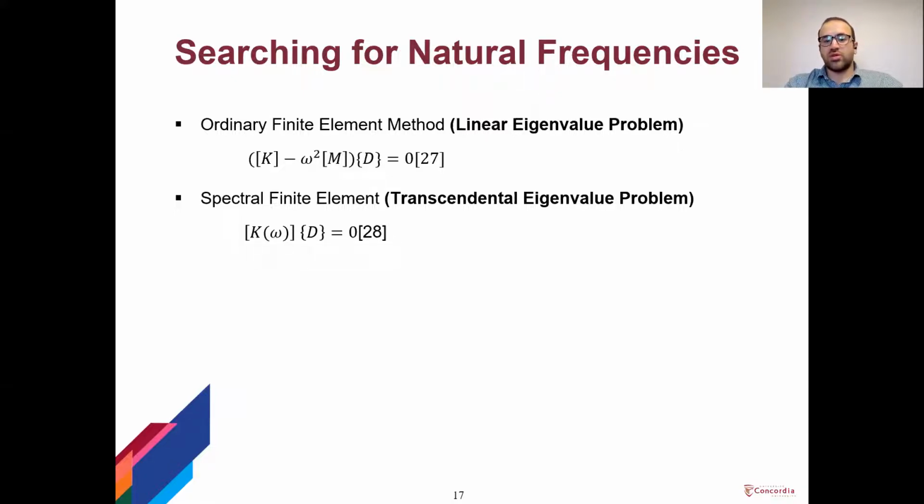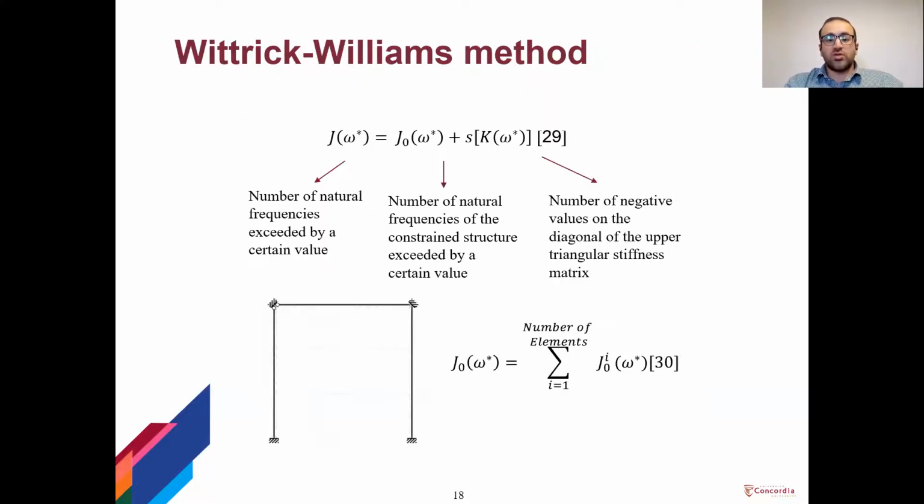To determine the natural frequencies, the conventional finite element method is to create the stiffness matrix and the mass matrix of the system and solve a linear eigenvalue problem, as shown in equation 27. The spectral finite element method considers the effect of mass and stiffness in one matrix that is called the dynamic stiffness. This leads to what is called in the literature the transcendental eigenvalue problem that needs a different treatment.